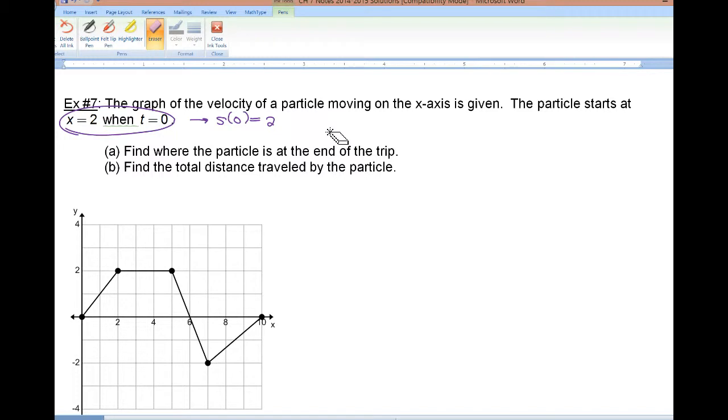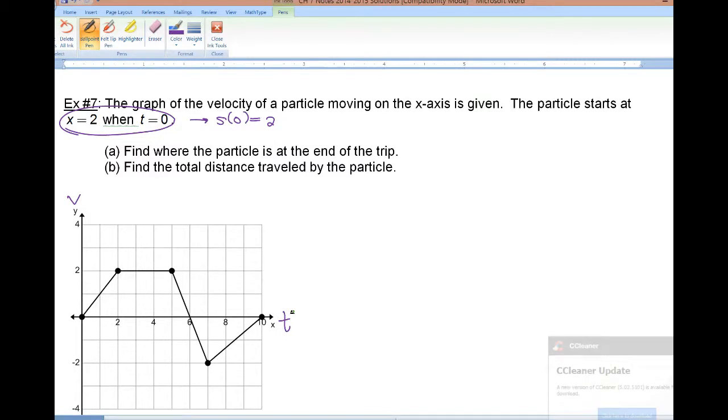I probably should have labeled it, but this is V and this is T. So, if you have velocity and you're looking for where the particle is at the end of the trip, what are we looking for? Where's the particle at the end of the trip? That's final position. So it's the initial position plus the displacement.